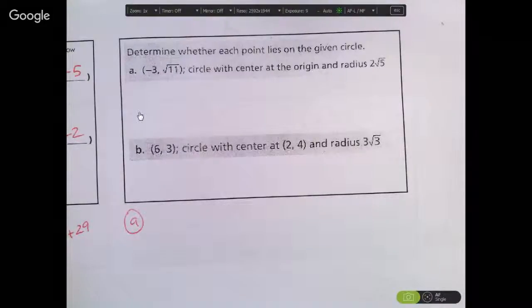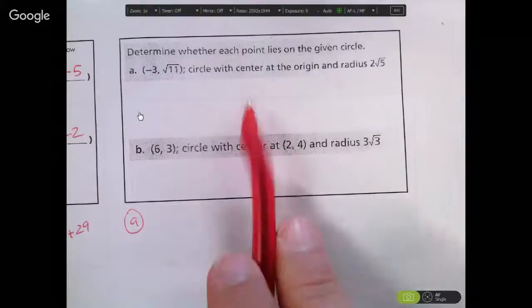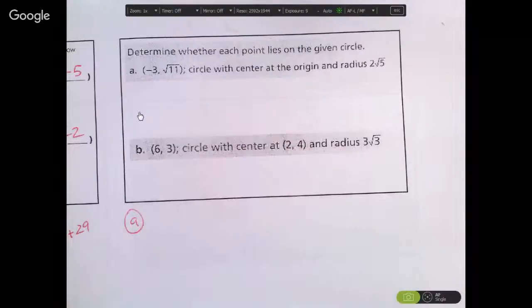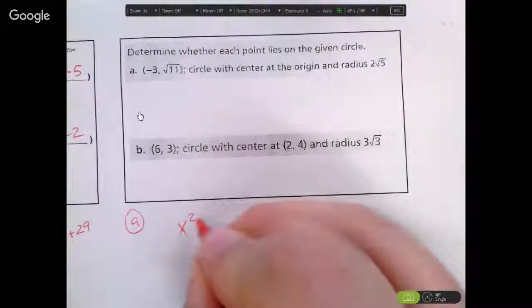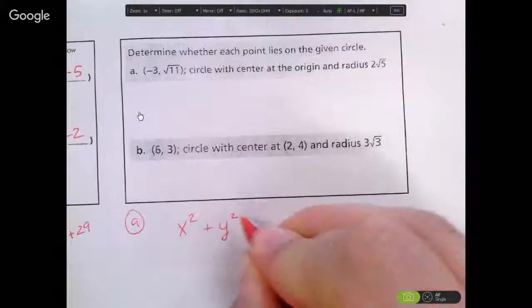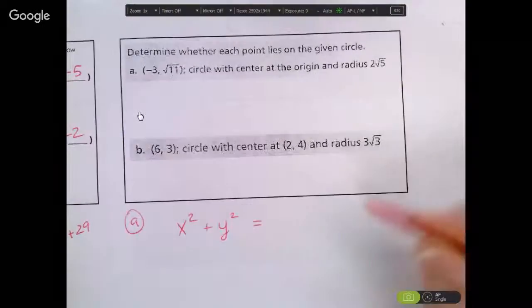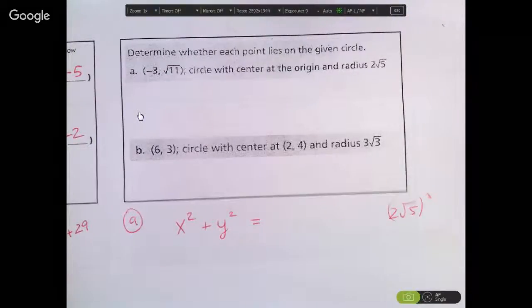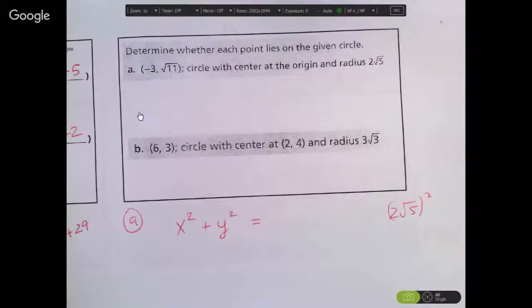Wait, can you repeat that? Put it in and make sure it equals each other. I'm just reading this. Circle with the center at the origin with radius 2 radical 5. Ryan, did you say you have an answer? I don't have an answer, but I have an idea. X squared plus Y squared equals 2 radical 5 squared. Yep. What would 2 radical 5 squared be? 4 times radical 5. Close.